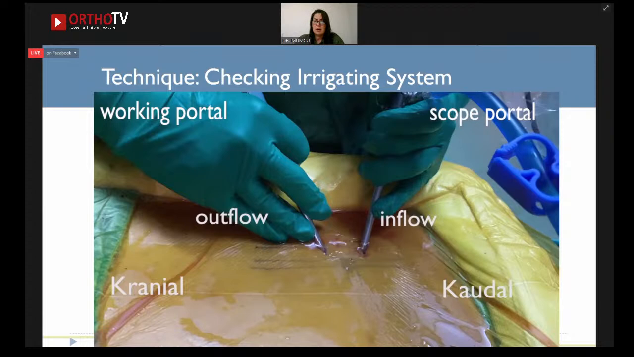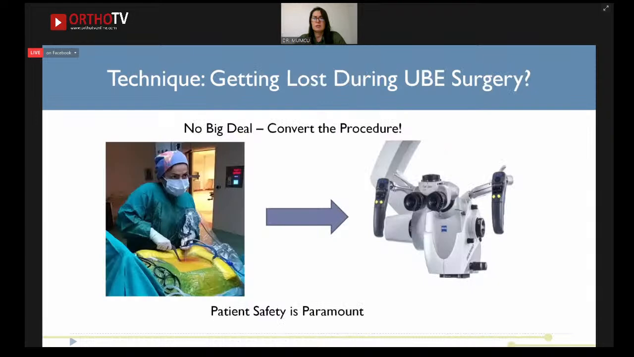If you lose anatomic orientation, the procedure becomes risky. We always need to know exactly where we are. We need to have full orientation. If you feel you are getting lost, you should convert to microsurgery.